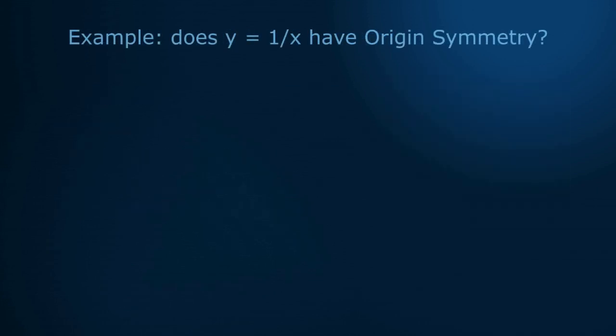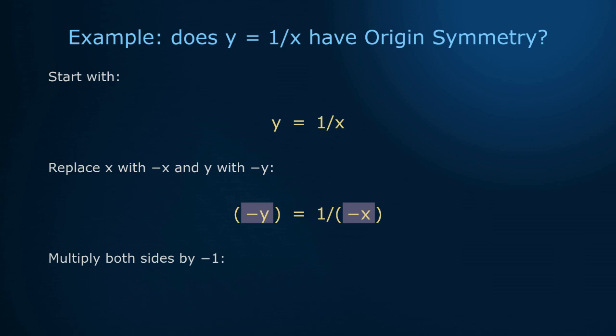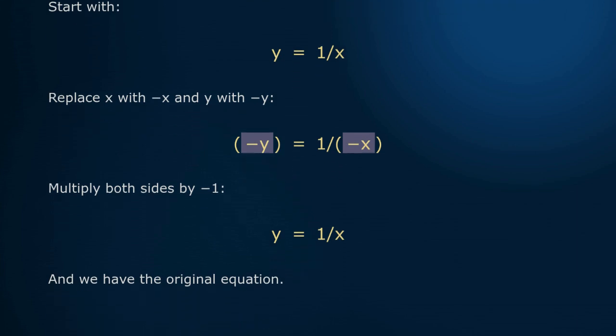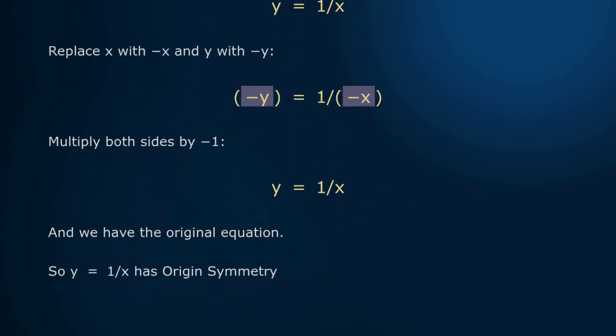Example: does y equals 1 over x have origin symmetry? Start with y equals 1 over x. Replace x with minus x and y with minus y. Minus y equals 1 over minus x. Multiply both sides by minus 1. Y equals 1 over x. And we have the original equation. So y equals 1 over x does have origin symmetry.